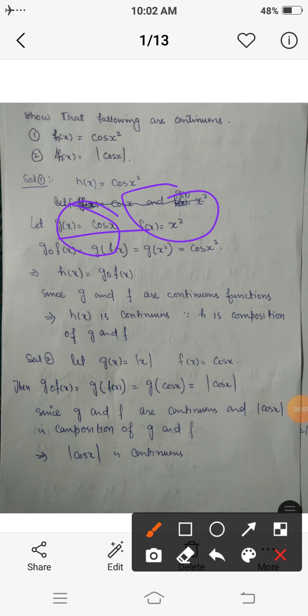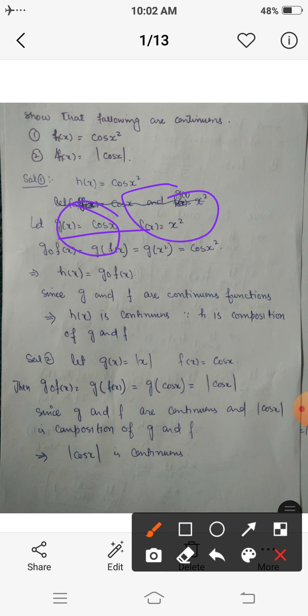Here you know that trigonometric functions like cos x are continuous over each and every point of their domain. Polynomials are continuous over R. This means that g and f are continuous at each and every point of their respective domains. Now here we are able to define the composition, so this means that the composition is also continuous at any point. This means that cos of x square is continuous.